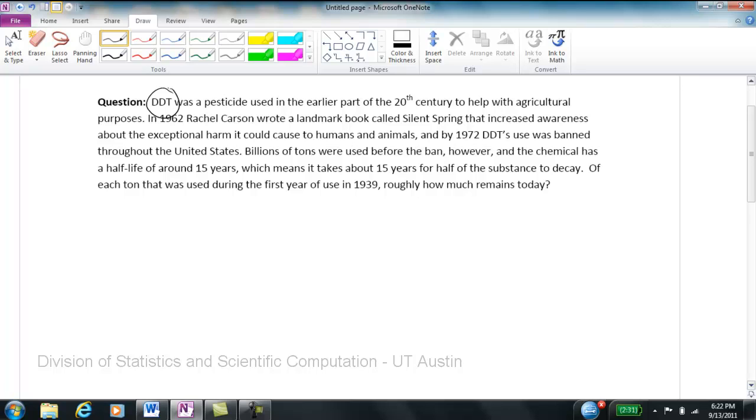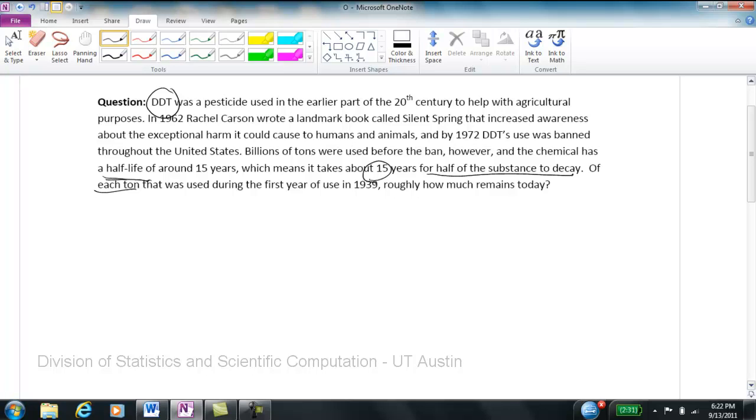And by 1972, DDT's use was banned throughout the United States. Billions of tons were used before the ban, however, and the chemical has a half-life of around 15 years, which means it takes about 15 years for half of the substance to decay. Of each ton that was used during the first year of use in 1939, roughly how much remains today? How are we going to answer this question?